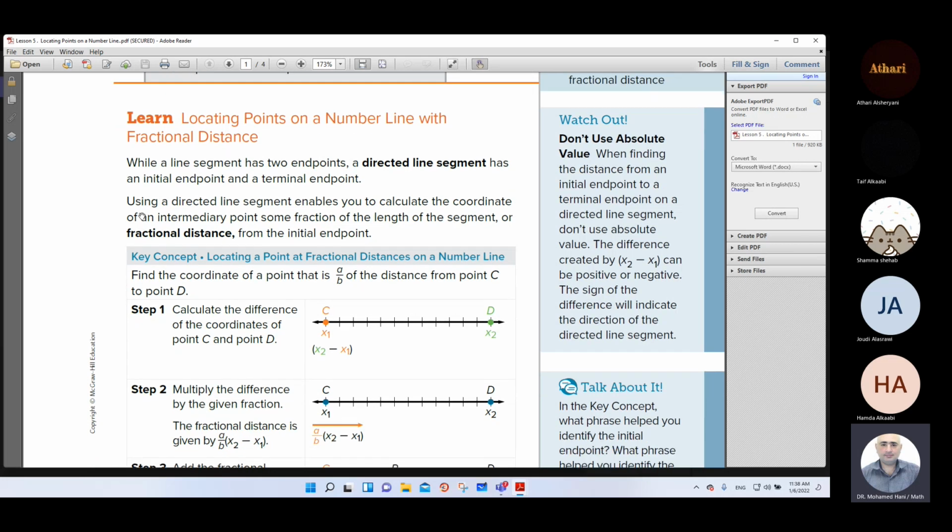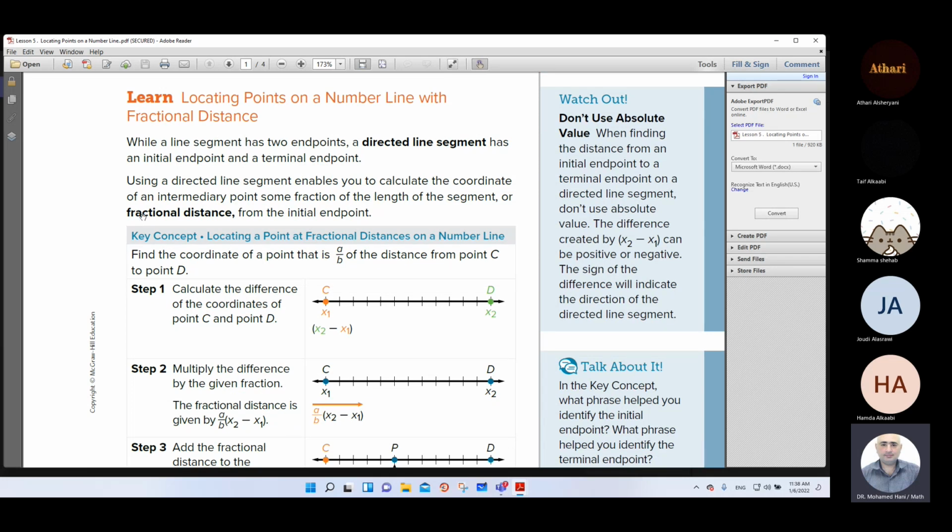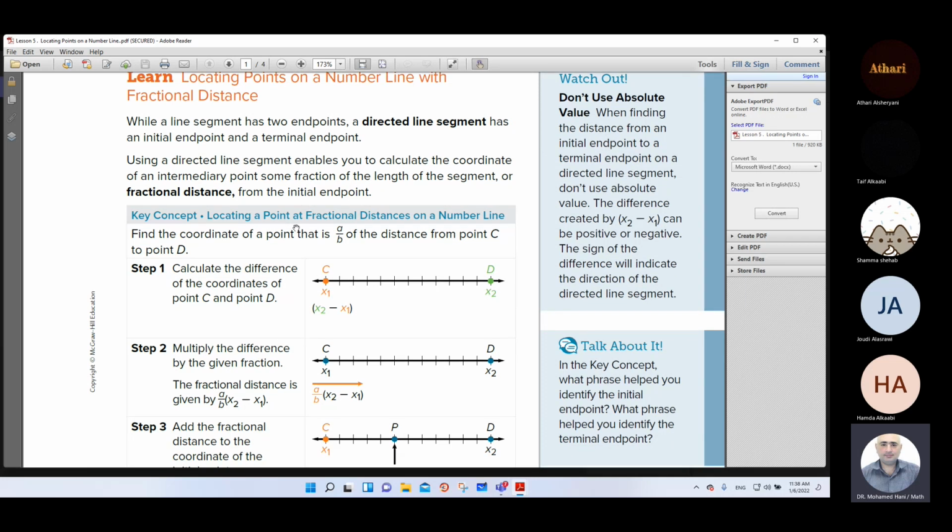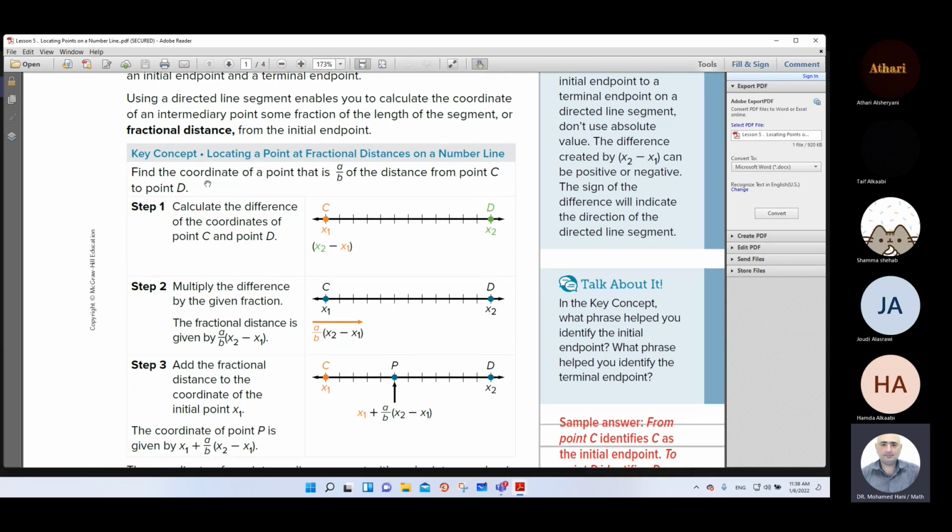Using a directed line segment enables you to calculate the coordinate of an intermediary point, some fraction of the length of the segment, or fractional distance from the initial endpoint. So, find the coordinate of a point that is A over B as a fraction of the distance from C to D.